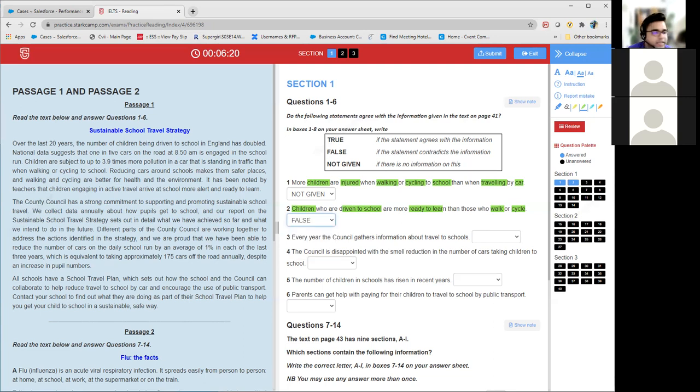Okay, great. Let's talk about question number 3. Every year, the council gathers information about travel to schools. So it'll be every year. I think council could be another word that we could use. Information, traveling to school. Does it talk about council over here? I think it's right here. Can you guys quickly skim this through and see what the answer is? This should be easy.